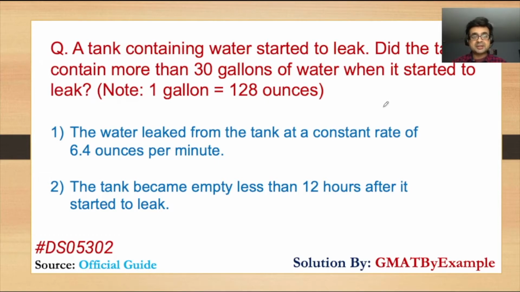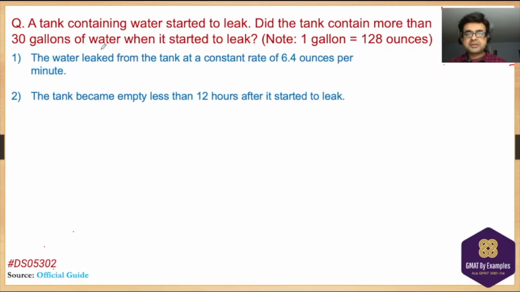So let's get started. Okay, so let's first understand what is given to us. There is a tank and it started to leak. It's not given how fast or how slow it is leaking at this point. And the question asks us, did the tank contain more than 30 gallons of water when it started to leak? And we are also given this conversion and we don't know why yet unless we go into the statements.